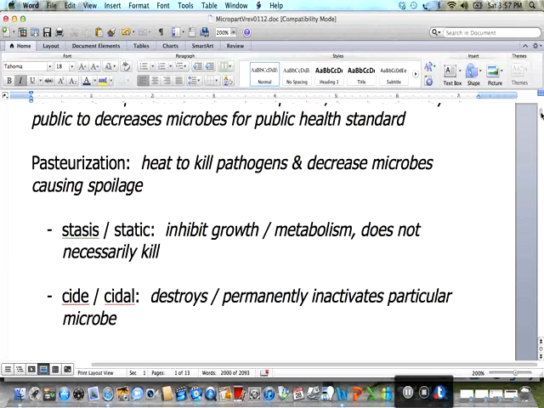Pasteurization uses heat to kill pathogens and decreases microbes causing spoilage. Many of these kill some microbes, but not all. Something that is static inhibits growth or metabolism, but does not necessarily kill the organisms, while an agent that is cidal destroys or permanently inactivates a particular microbe.